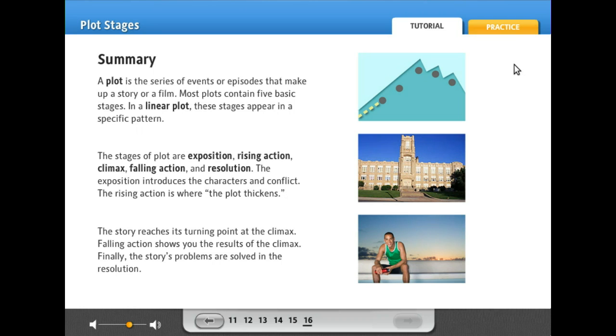The exposition introduces the characters and conflict. The rising action is where the plot thickens. The story reaches its turning point at the climax. Falling action shows you the results of the climax. Finally, the story's problems are solved in the resolution.